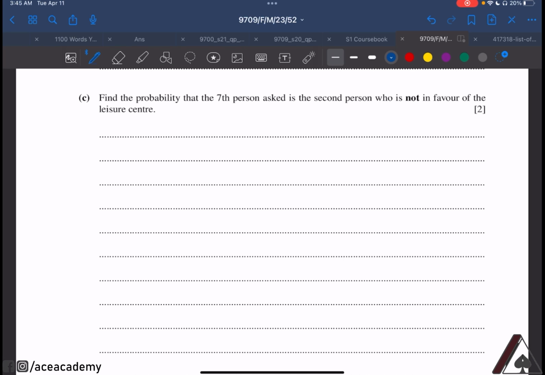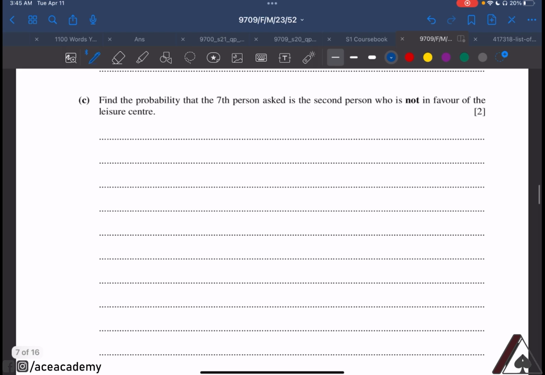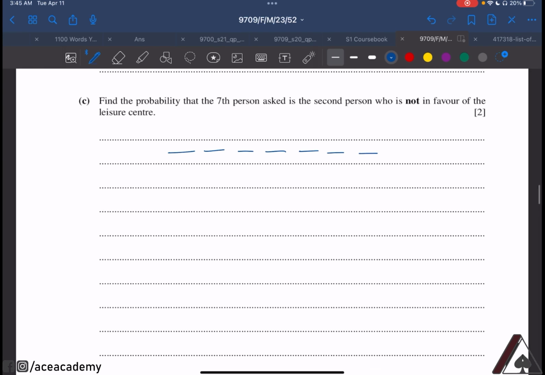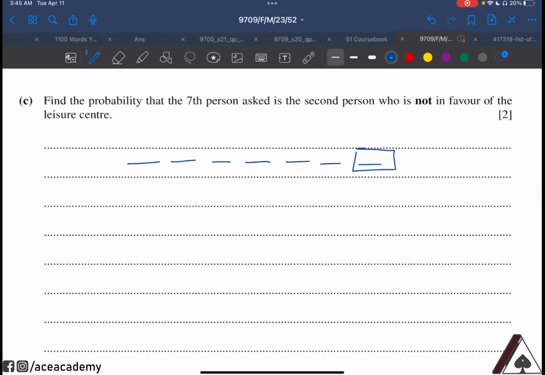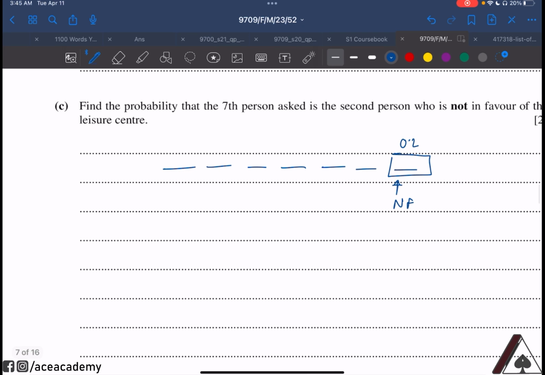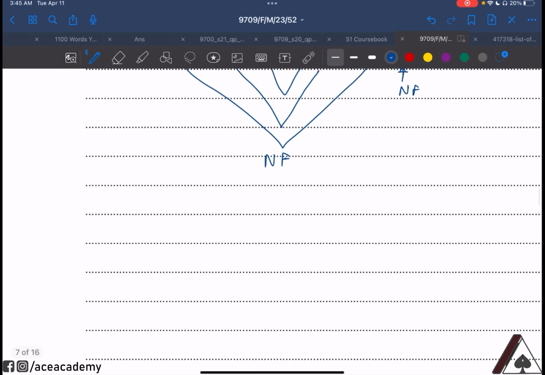Part C. Find the probability that the seventh person asked is the second person who is not in favor of the leisure center. Okay, so there are 7 people, 1, 2, 3, 4, 5, 6, 7, and the seventh person is not in favor, and the probability of that is 0.2. Then it talked about the fact that there was also one person in any of the 1 to 6 positions. So these all could be not in favor. So there are in total 6 positions.